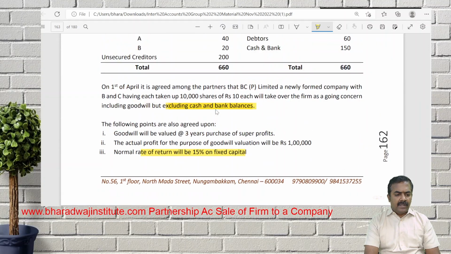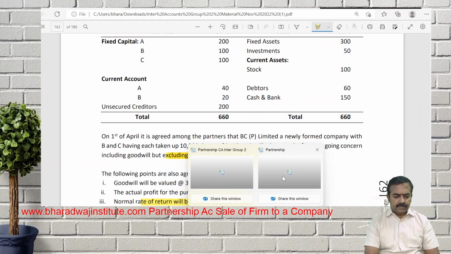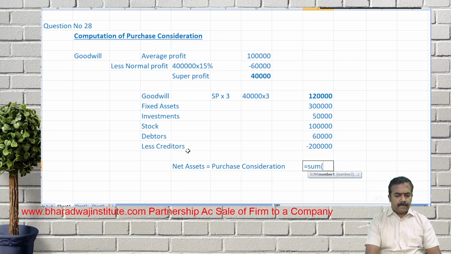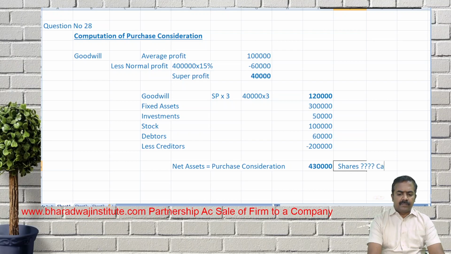Then what liabilities are there? Creditors. How much? 2 lakhs. Less that. This will give us net assets, that is nothing but purchase consideration. This 4,30,000 is paid in the form of what? Shares and cash. That proportion we cannot work out now.